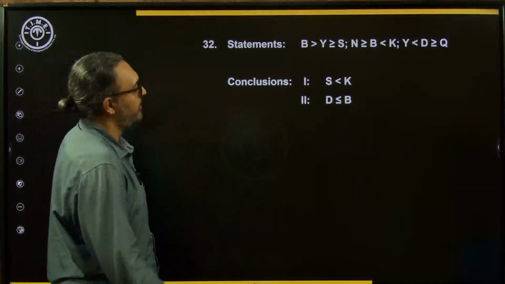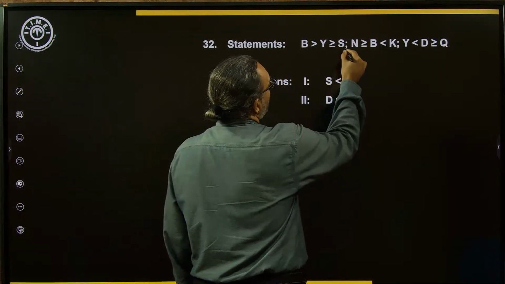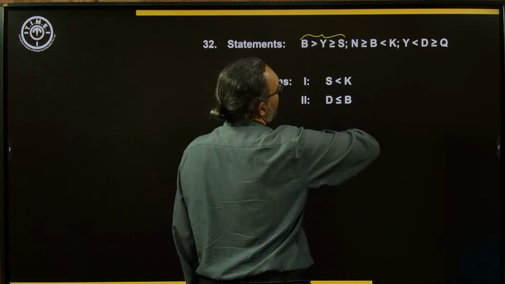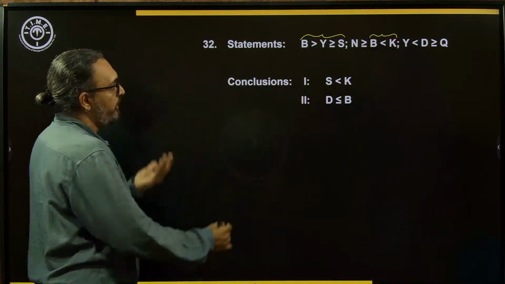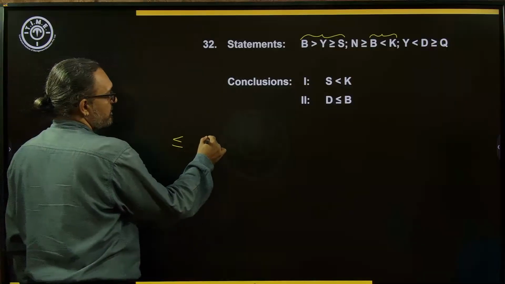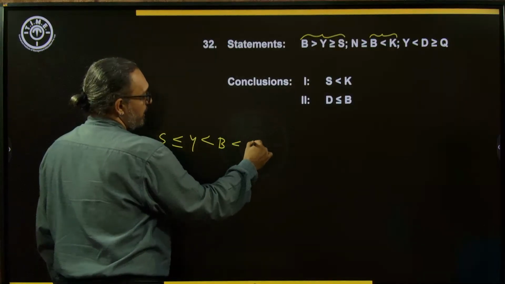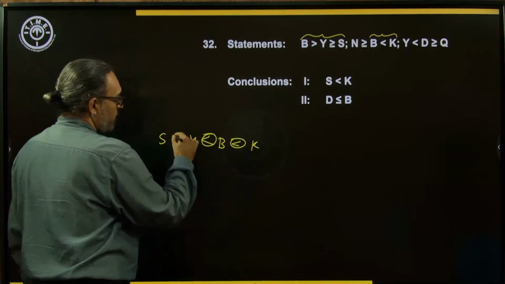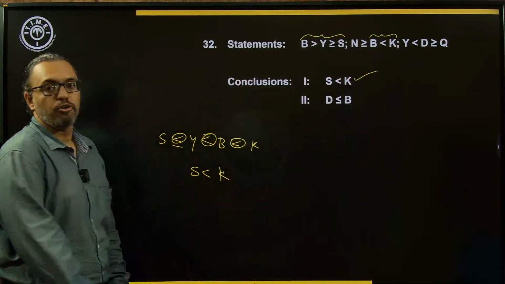Then next. So we have S to K relation. I have S to B and B to K. If I do it in the reverse, I have less than or equals, less than, which is S, Y and B. And from B also I have less than K. So everywhere less than is common. So between S and K, you have less than. It's a perfect match. So 1 follows.